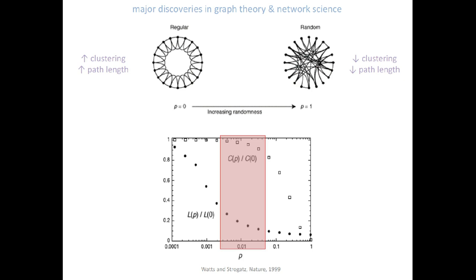And you can see that the clustering declines quite slowly, whereas with the path length, you only rewire a few edges and you get a dramatic drop in path length. So you get this regime here in which we see both high clustering and low average path length, and that's the regime in which small world networks exist.